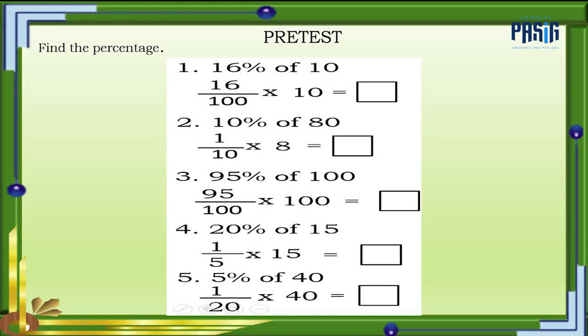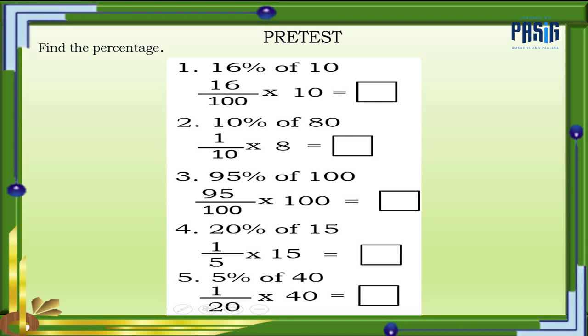Number 2, 10% of 80. Doing the same, renaming percent into fraction, 10% becomes 1/10, and that's 1/10 times 80. Number 3, 95% of 100, and that's 95 hundredths times 100. Number 4, 20% of 15. As you can see, 20% is renamed into a fraction as 1/5 times 15.